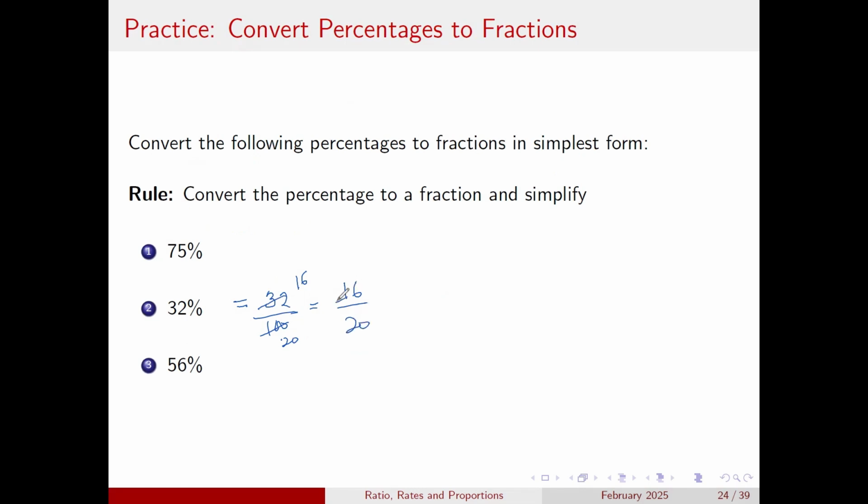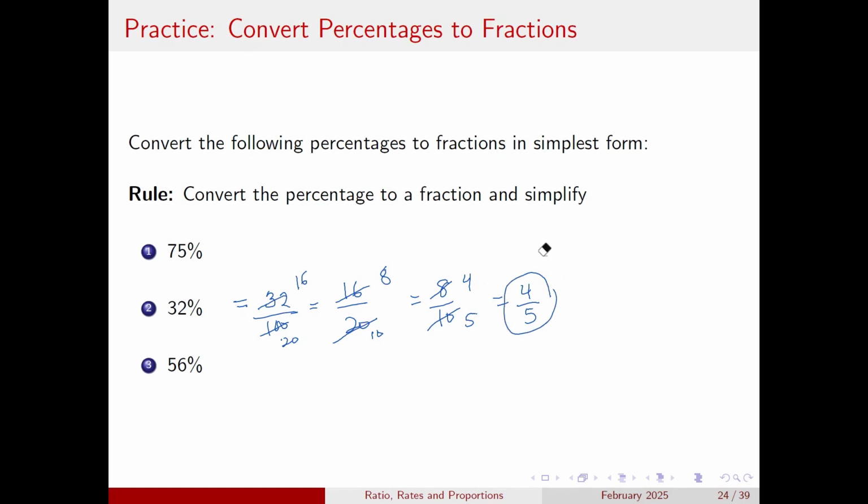So 2 divides 16 to get 8. It divides 20 to get 10. I have 8 out of 10. Well, it seems this fraction can still be simplified. 2 divides 8 to get 4. 2 divides 10 to get 5. And now I have 4 over 5. At this point, I can no more further simplify. So my final answer is 4 out of 5.